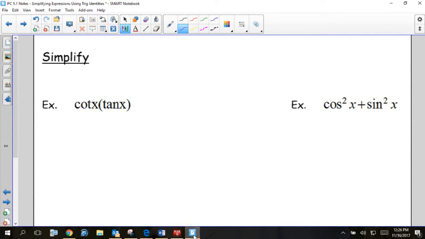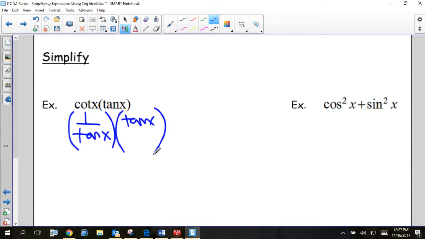So here we've got multiplication. Let's see if we can multiply that together and make it simplified. So we look at this and we say cotangent x. Well, that's the same thing as what? 1 over tangent x. Okay, well, let's make this 1 over tangent x and multiply that with tangent x. What does that give me? 1.